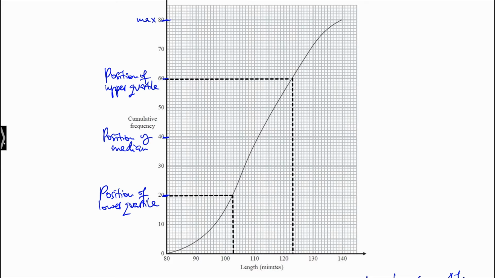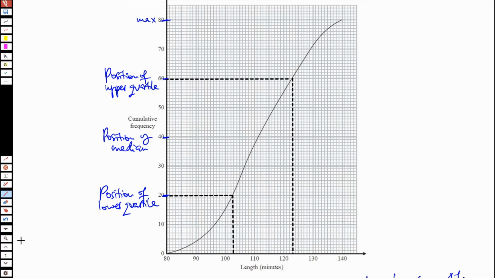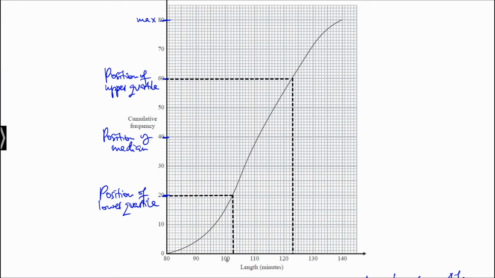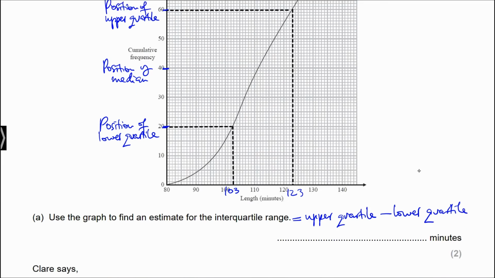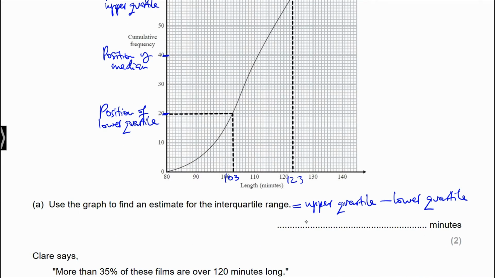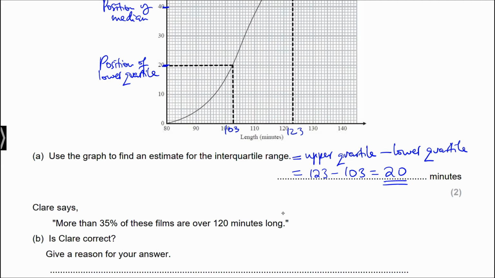Okay. So from here, we can see that this value here is 103, and this is 123. So basically, our interquartile range will be 123 minus 103, which will be equal to 20. Okay, so the next question, Claire says that more than 35% of these films are over 120 minutes long. So the question is Claire correct?